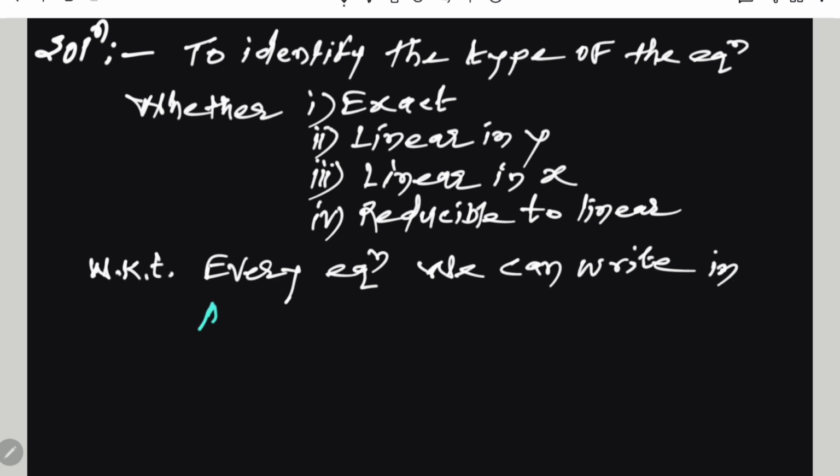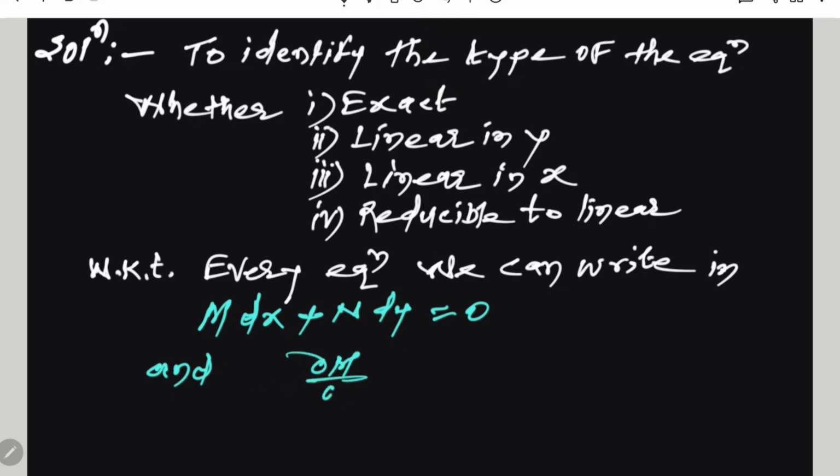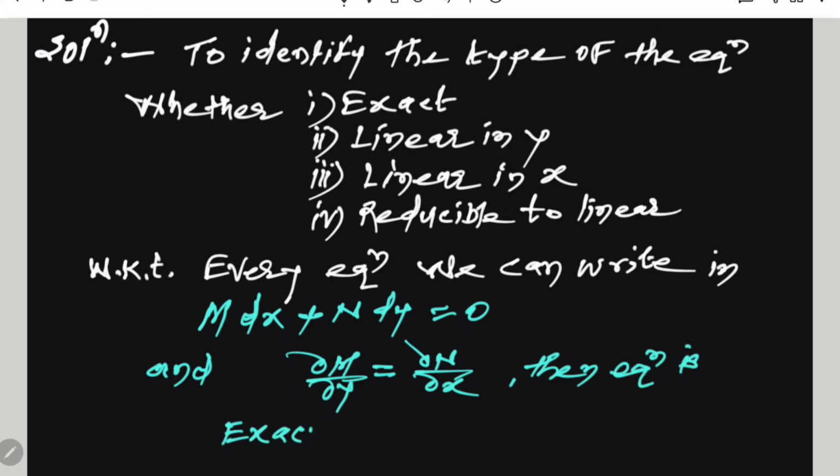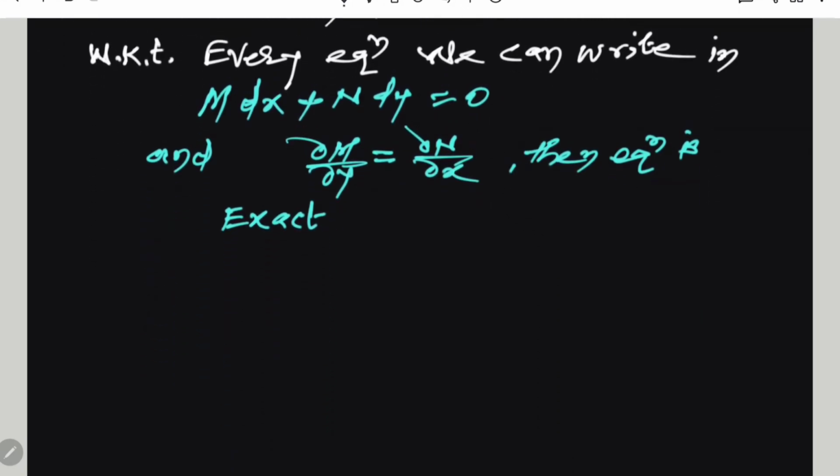We know that every equation we can write in the form of m into dx plus n into dy equals to 0, and if the partial derivative of m with respect to y, dou m by dou y, and partial derivative of n with respect to x, dou n by dou x, are equal, then that equation is said to be exact. This is the working criteria to check whether the equation is exact or not. This is not the definition. Definition is somewhat different.